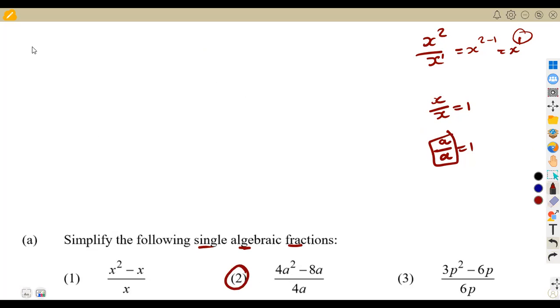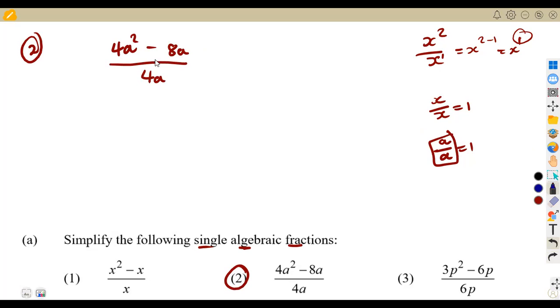All right, on number 2, we are given 4a squared minus 8a, and everything is divided by 4a. So it is not only a condition that you just have a term which is common. Also, remember, for the highest common factor, you are supposed to check also the numbers.